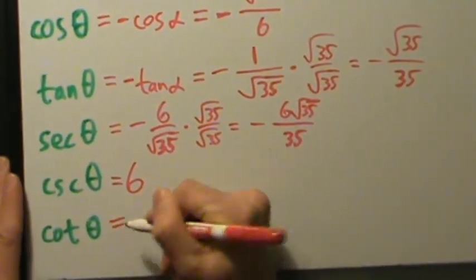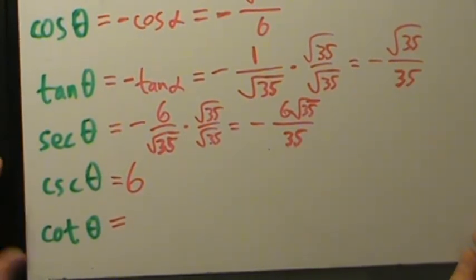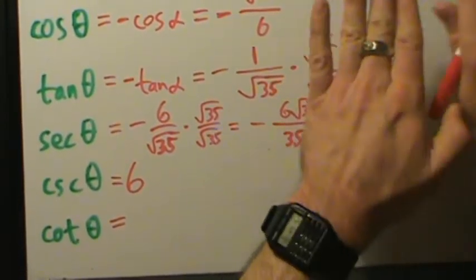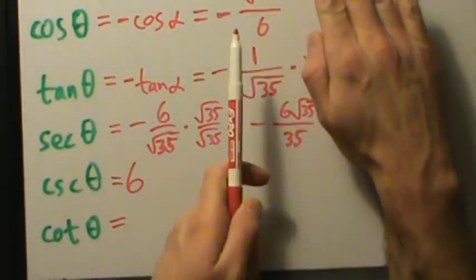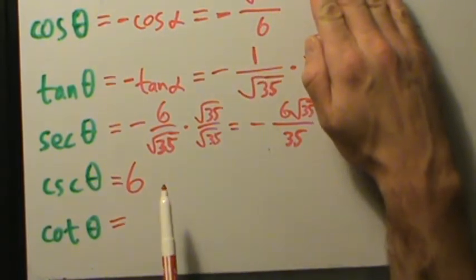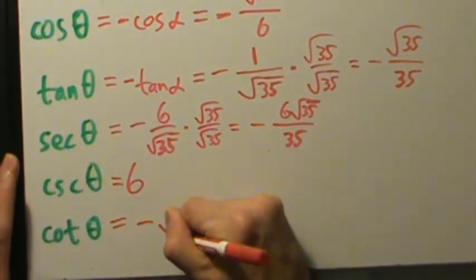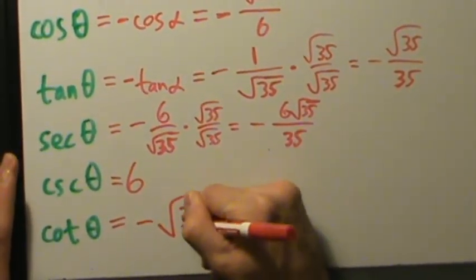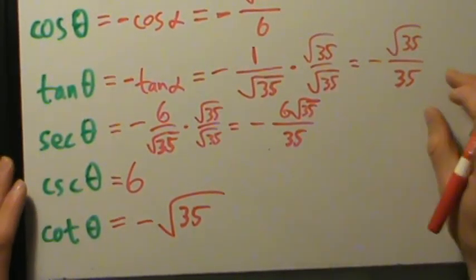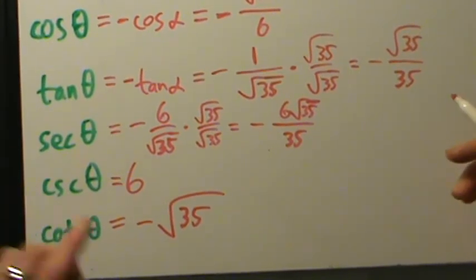And how about the cotangent? We can go back to the triangle, but let's not. Cotangent is just the reciprocal of the tangent. Forget about the rationalizing stuff over here; the tangent is negative 1 over root 35, which we found out earlier. So the cotangent is the reciprocal, which is negative root 35 over 1, or in other words, negative root 35. Or if you really want to, you'd have negative 35 over root 35, then rationalize the denominator, and you'd end up with the same thing.